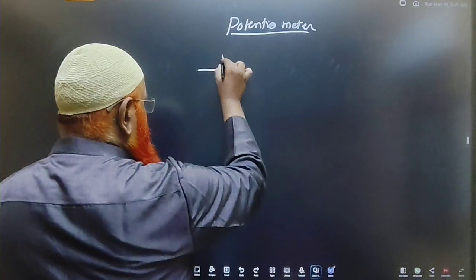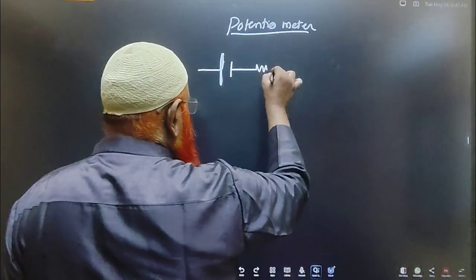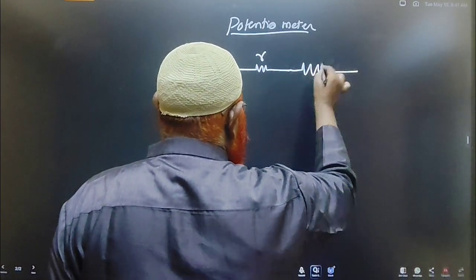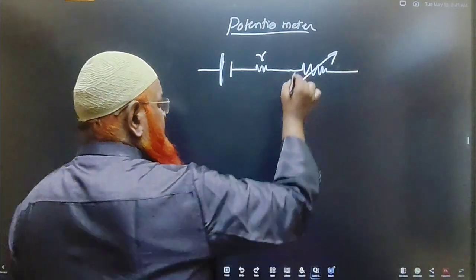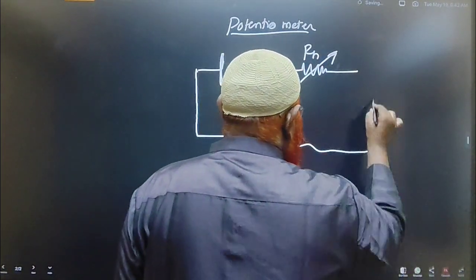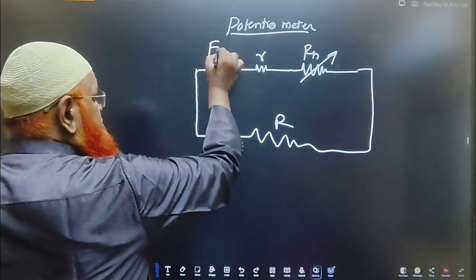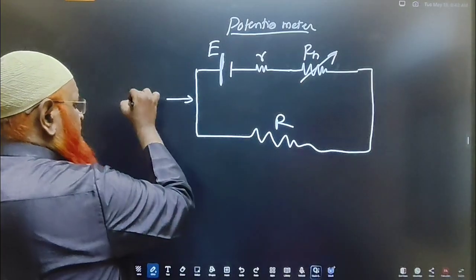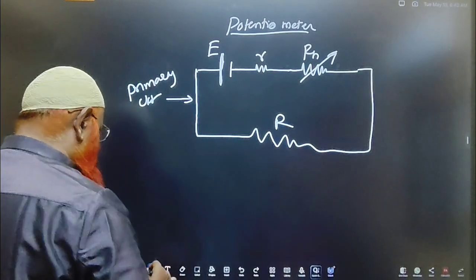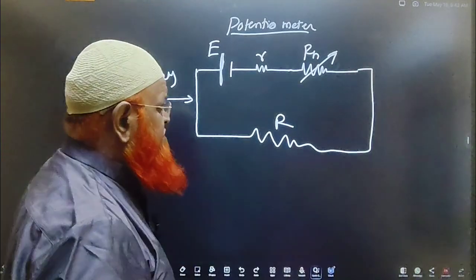First thing is, you should have one cell here which is called a primary cell, and the internal resistance of that cell, and you should have a variable resistance which is called a rheostat, and that is connected to an external resistance R, and this is called a primary cell whose EMF is E, and the circuit is called the primary circuit. Okay, so what is this primary circuit here? Let me discuss that. Let me try to make you understand the primary circuit.